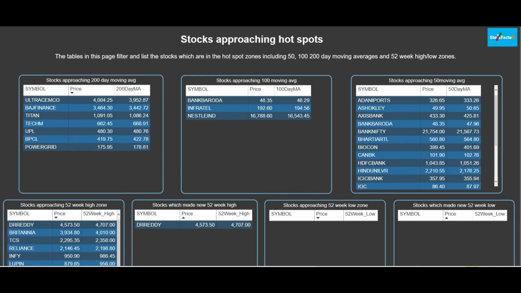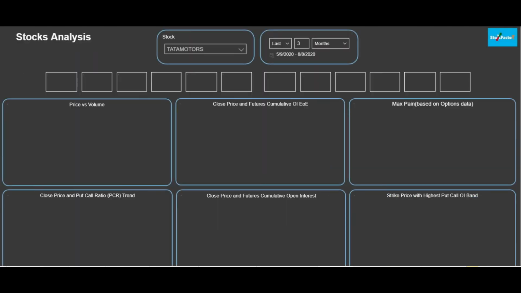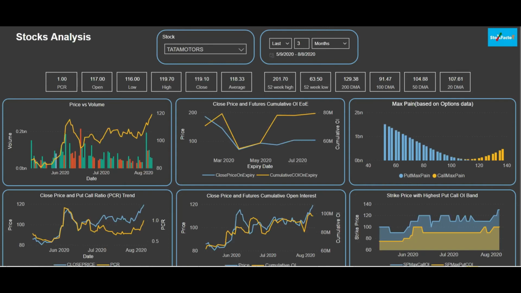This page offers you filters in which you can select a particular stock which is in a particular area, zone or hotspot. Now coming to the next page, which is individual stock analysis, in which you can perform individual stock analysis in a detailed way, which provides you rich analytics in a holistic way, combining both cash and derivatives market data.